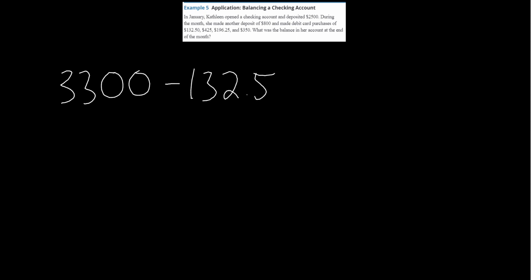Okay, well, we can do some quick math really quickly here, right? So if she opened a checking account and deposited 2,500, and then she deposited 800 more, she had $3,300 in her account. Okay, well, throughout the month, she made debit card purchases of $132.50, $425.